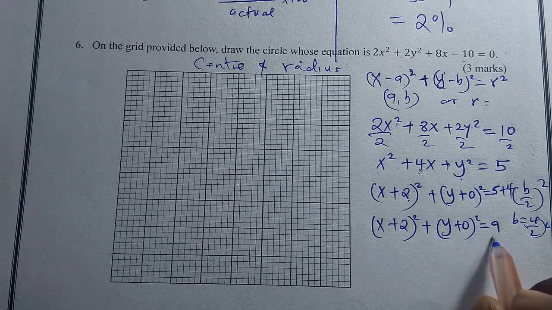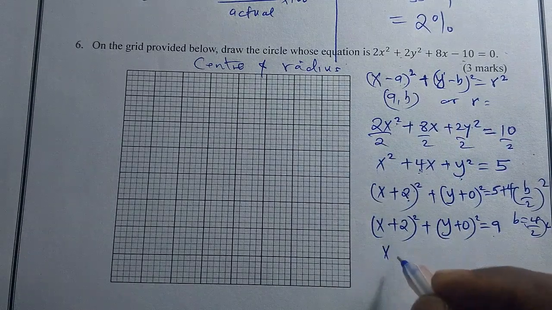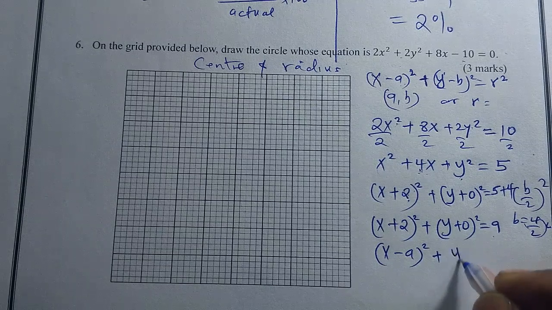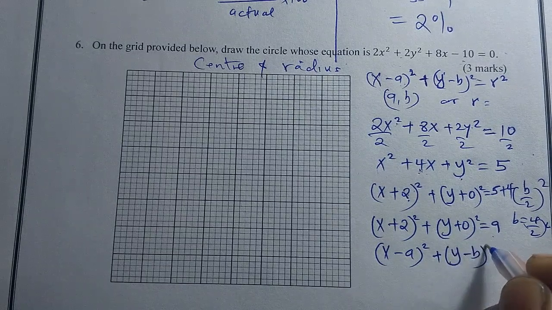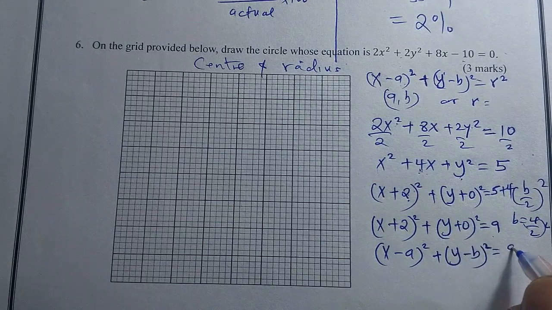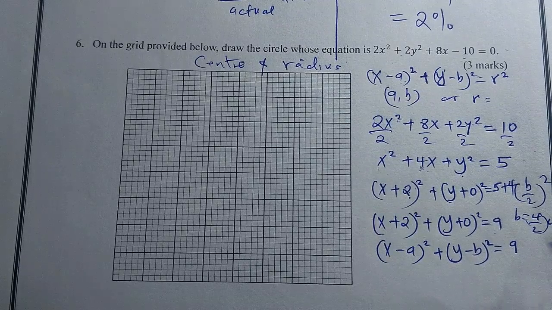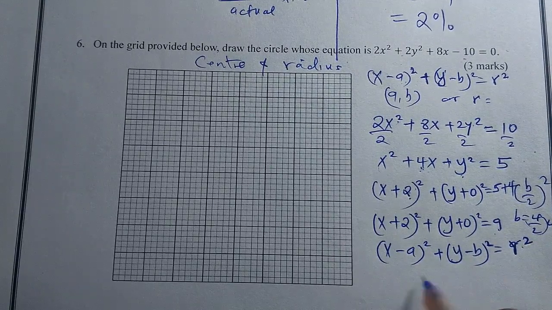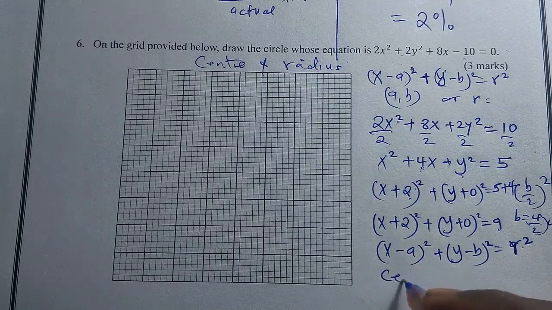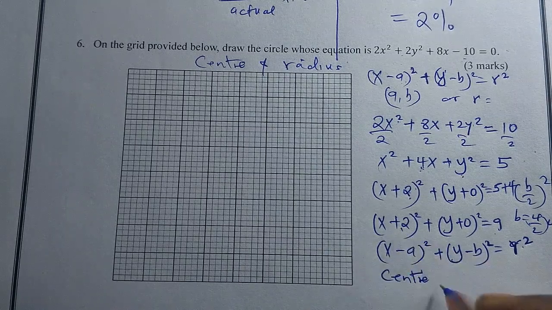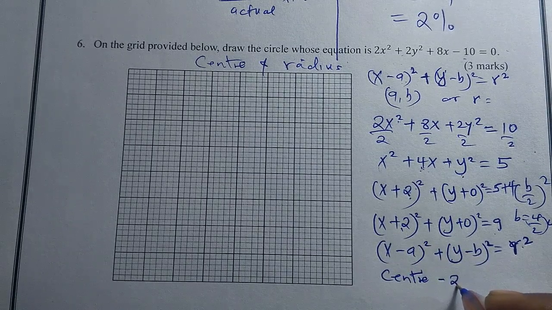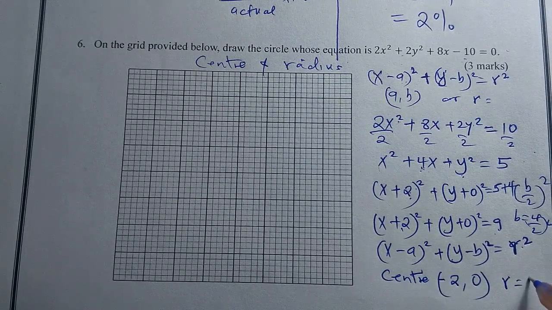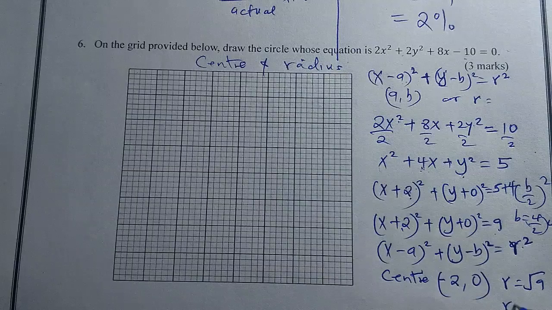Now this one is in this form: (x minus a) squared plus (y minus b) squared is equal to 9. But remember, this is equal to r squared. So 9 is r squared. Our center from here is (-2, 0). Our r is the square root of 9, so r is equal to 3.